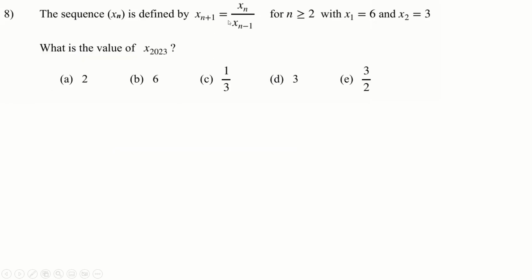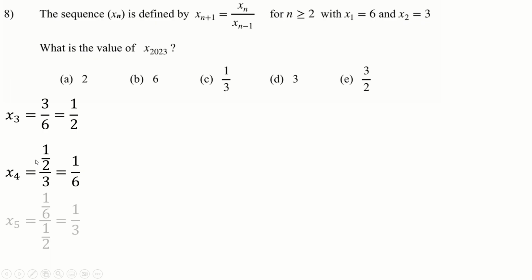This time we're not adding previous terms, but dividing the previous two terms. So x1 is 6, x2 is 3, which means x3 is 3 over 6, which is a half. x4 is a half over 3, that's the previous two terms, which is a sixth. x5 is a sixth over a half, which is a third. x6 is a third over a sixth, which is 2, I believe. Next one would be 2 over a third, which is 6.